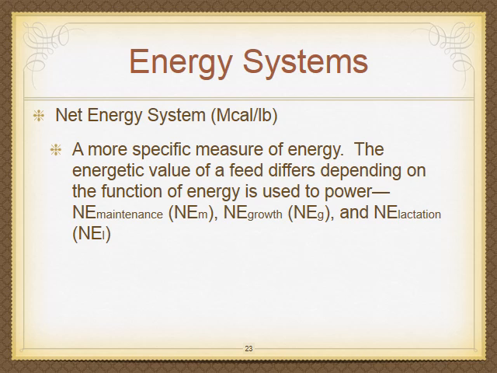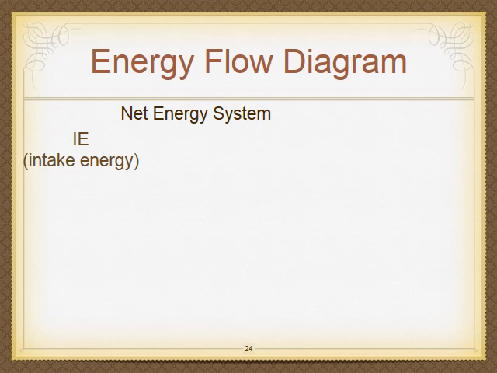So there's net energy for maintenance, and if you remember, maintenance is the caloric energy necessary for normal body functions, with minimal activity. There's net energy for growth. That's how much energy is necessary for growing or for adding weight. And then there's net energy for lactation. That's how much energy plant material has that can be used for lactation in females.